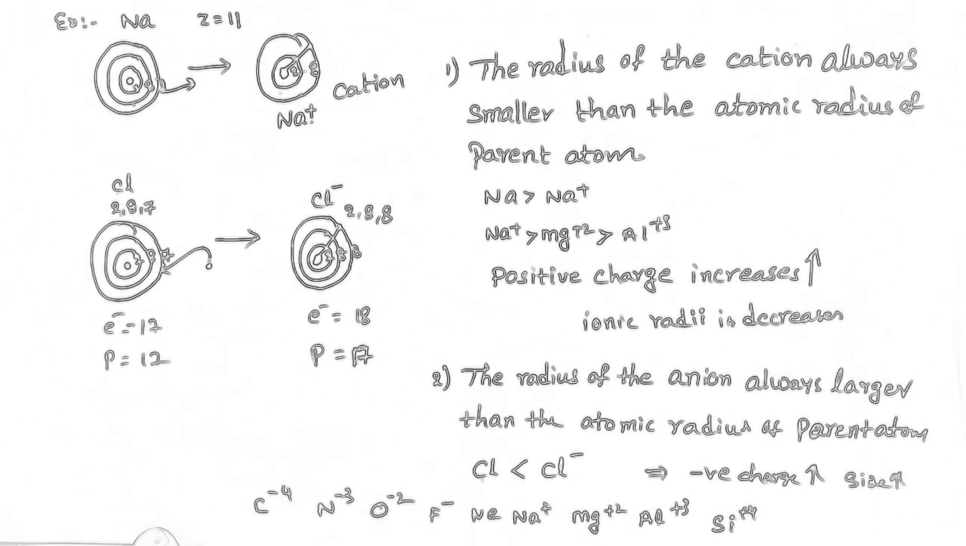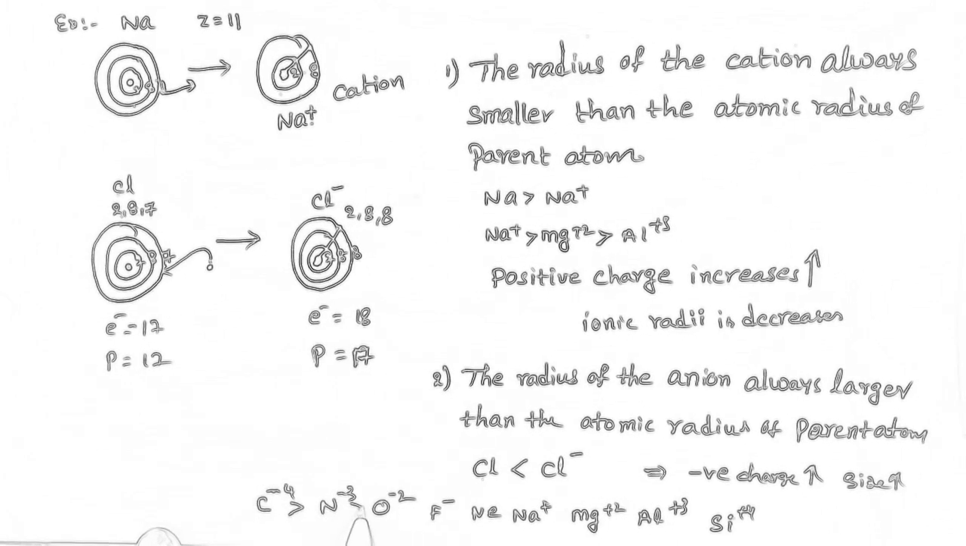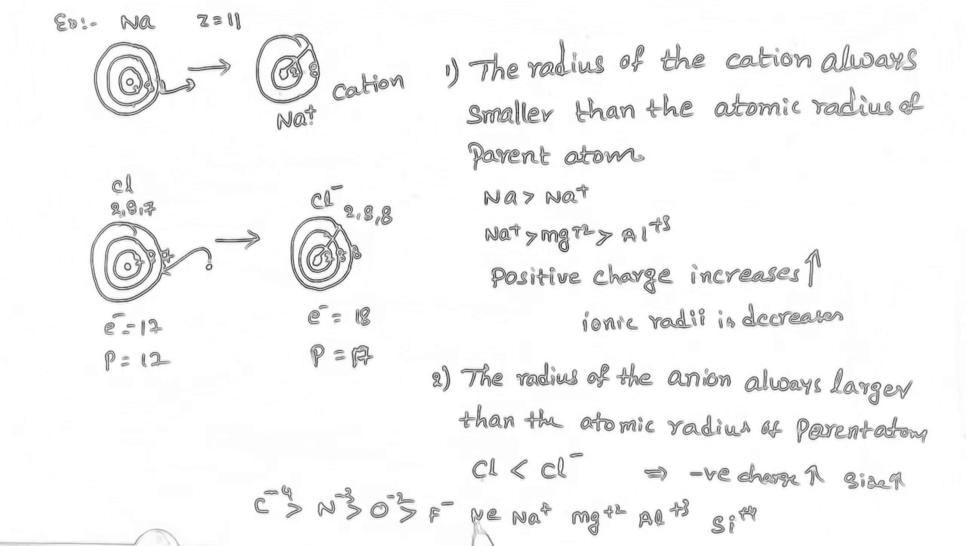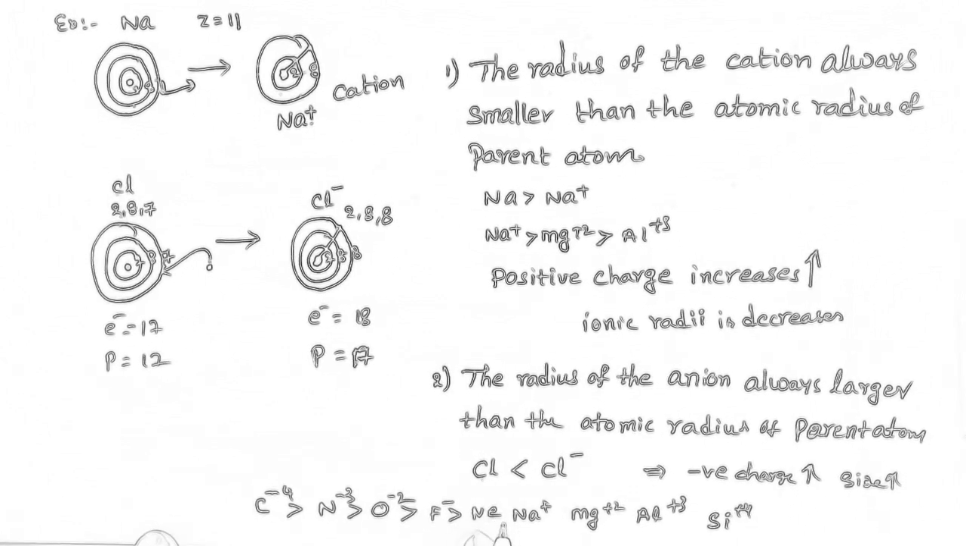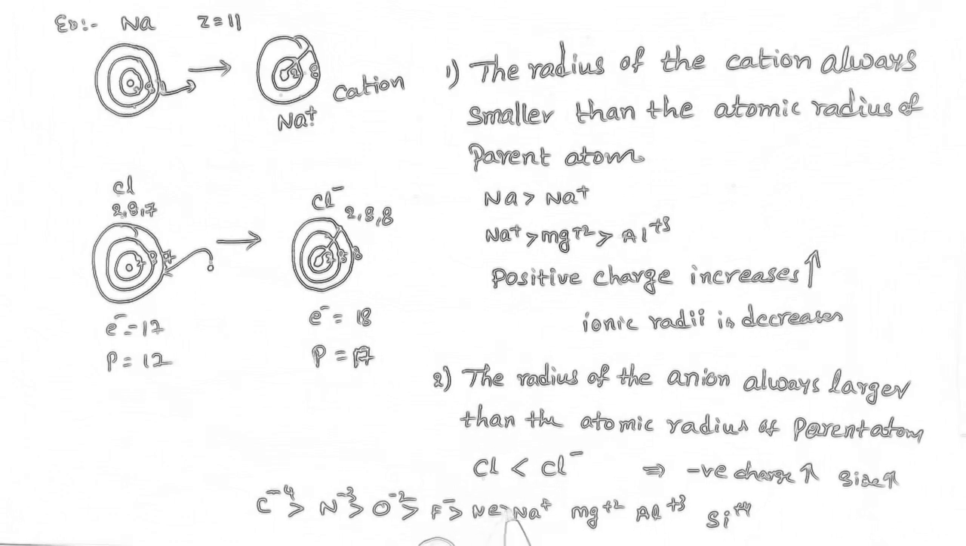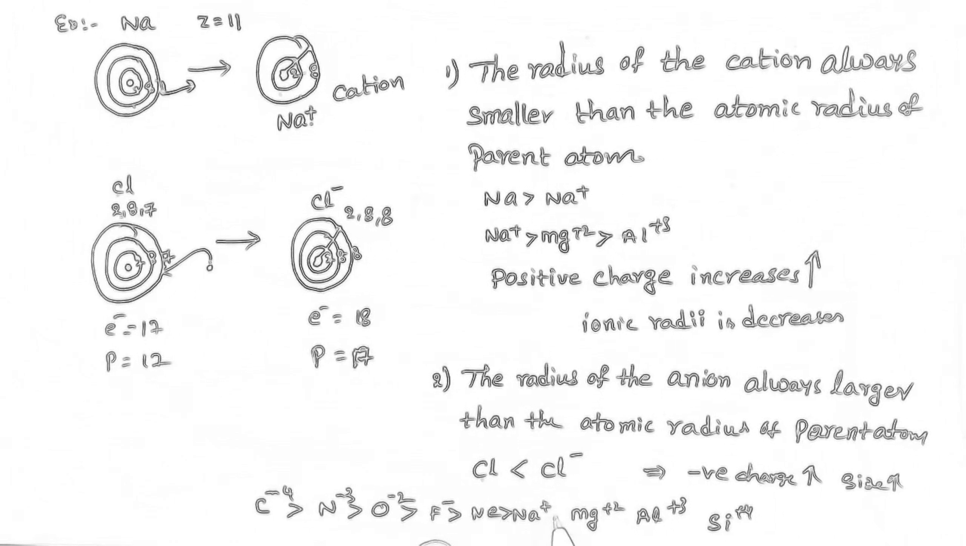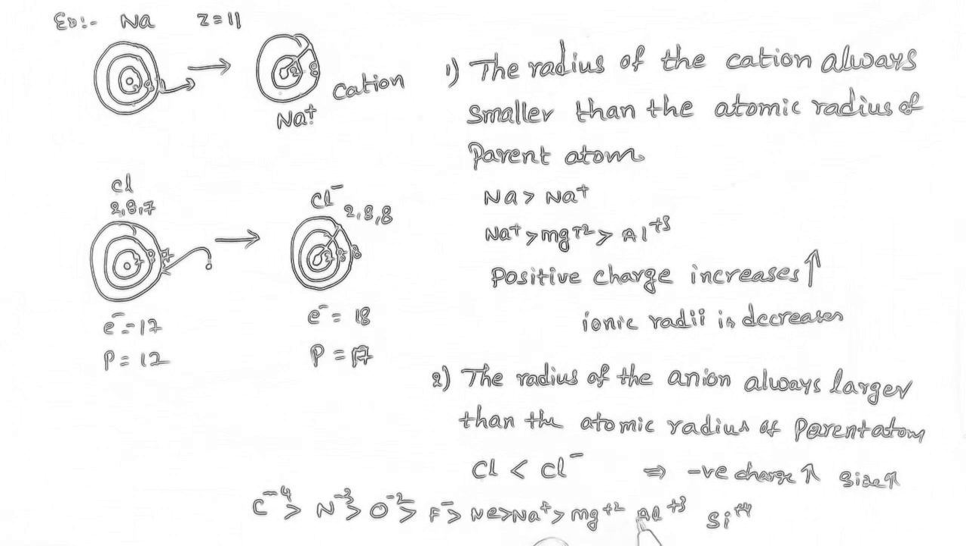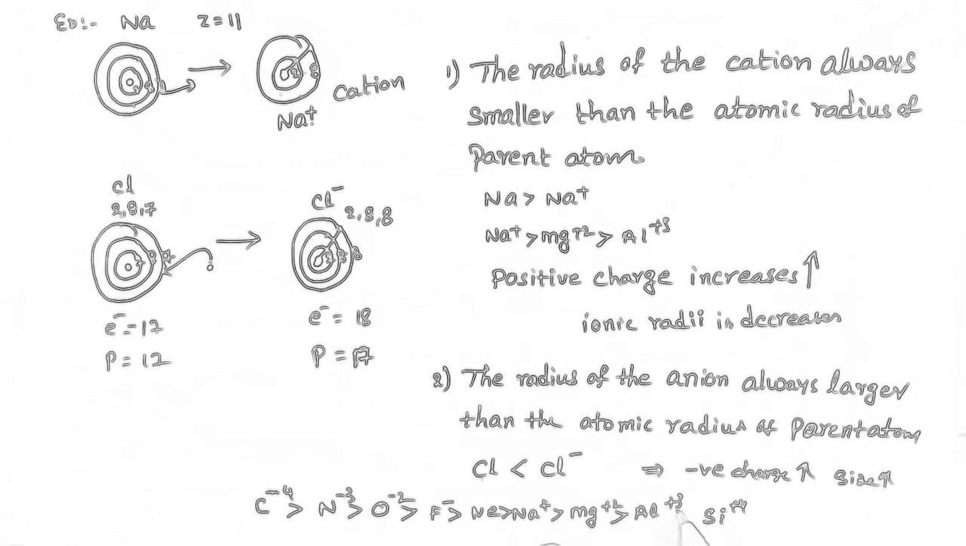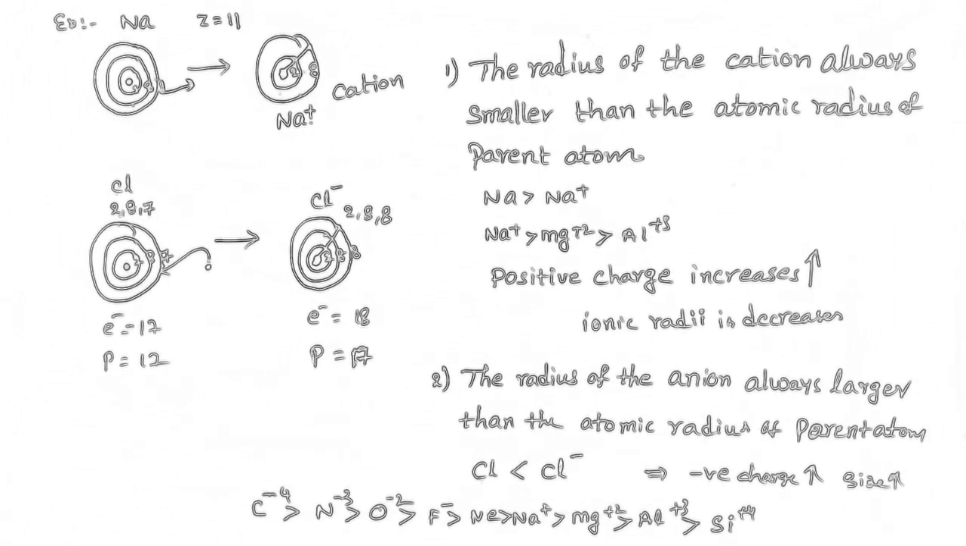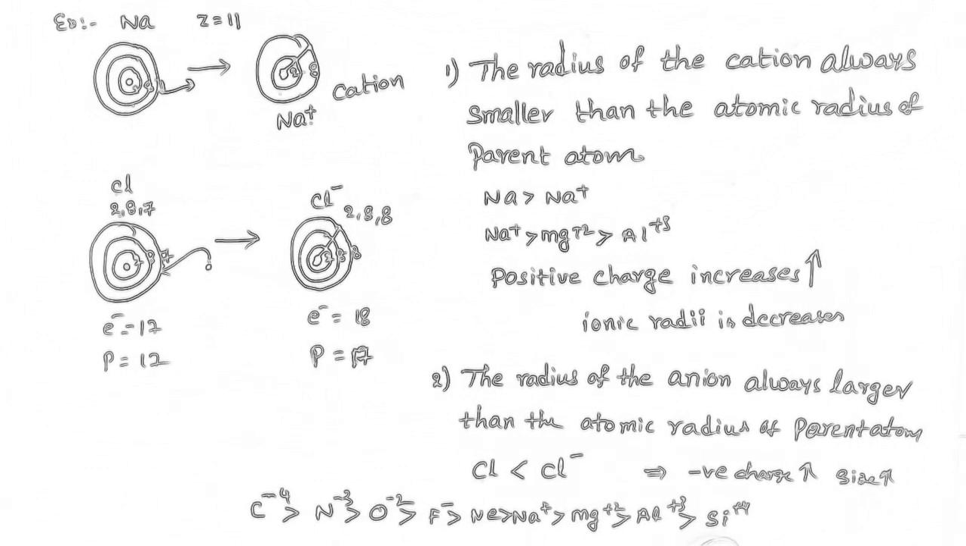So let us check now. Which one has the larger size? Here more negative charge is there, so it is greater than N minus 3. N minus 3 is greater than O minus 2. O minus 2 is greater than F minus. F minus is greater than neon, this is a neutral atom. Next, positive ions are lesser than the neon. So the neon size is greater than Na plus size, greater than Mg plus 2, greater than Al plus 3, greater than Si plus 4. That means among these the largest is C minus 4 and the smallest one is Si plus 4.